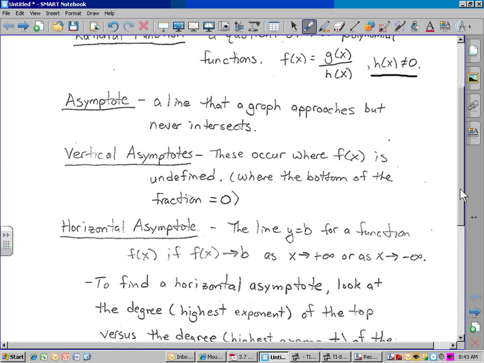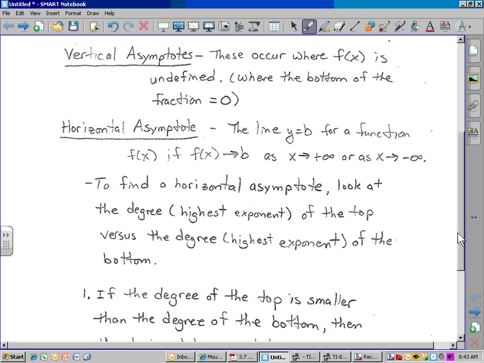Now, a horizontal asymptote is the line y equals b. B is a number, so it could be like 3, 2, any number, -7. For a function f of x, if f of x approaches that number as x approaches positive infinity or as x approaches negative infinity. Okay, as I said before, we talked about end behavior.